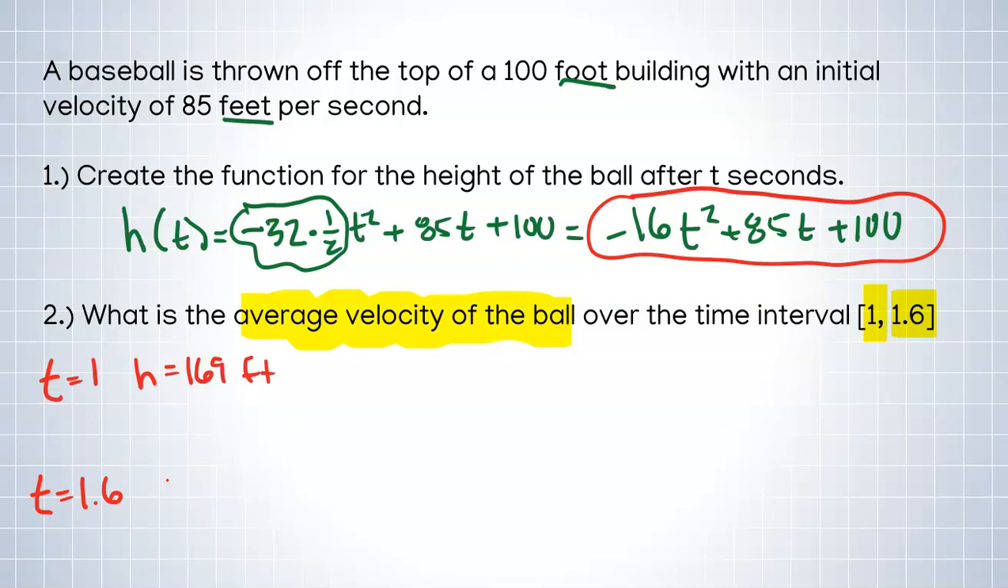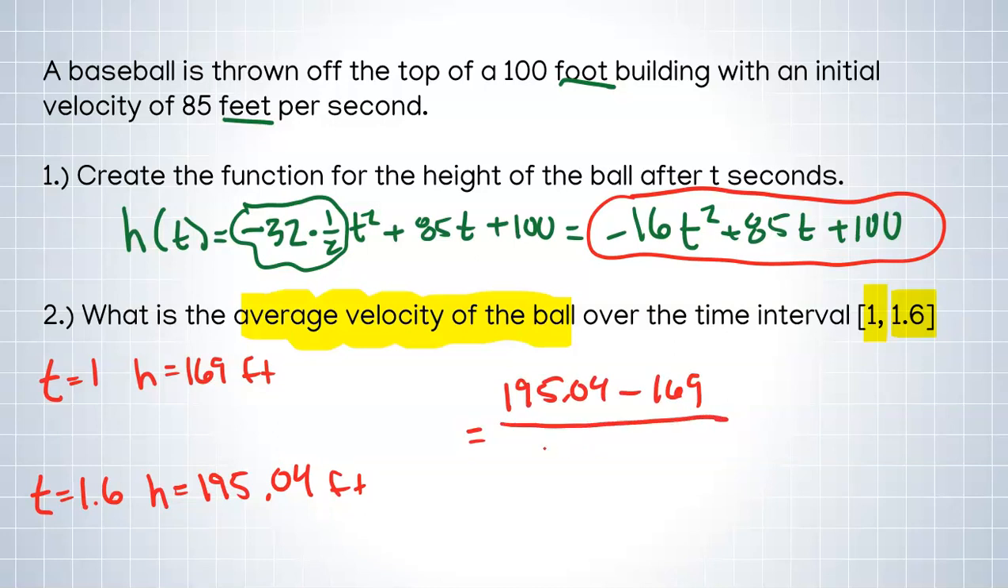And then I'm going to plug 1.6 in, and if I plug 1.6 in, the height of the ball at 1.6 seconds is 195.04 feet. So I have my 2 points. At point 1, my height is 169. At point 1.6, my height is 195.04. So to find the average velocity, I'm simply going to subtract my heights on top, 195.04 minus 169. And then I'm going to subtract my times on the bottom, 1.6 minus 1.